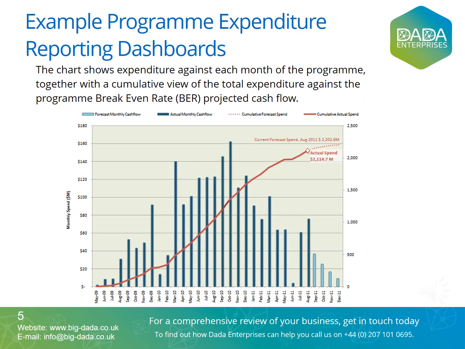Here you can see an example of a chart showing expenditure against each month of the program, together with a cumulative view of the total expenditure against the program break-even rate, BER, projected cash flow. As you can see, these reports help to schedule activities, record actual hours expended, and calculate internal break-even rates to be more easily reported. Organizations can then raise invoices and track their commercial position and profitability to manage their risk exposure. Using key indicators that illustrate costs versus returns, organizations are able to determine whether a project should go forward.